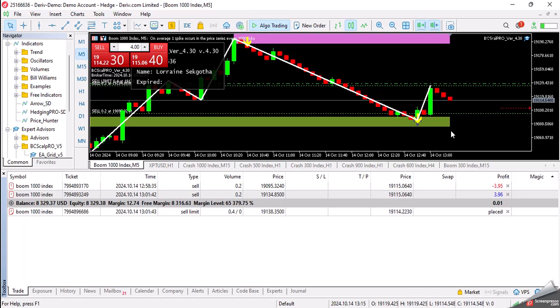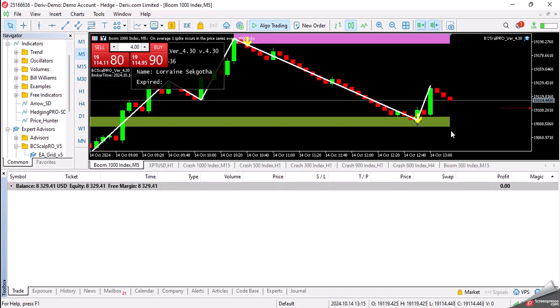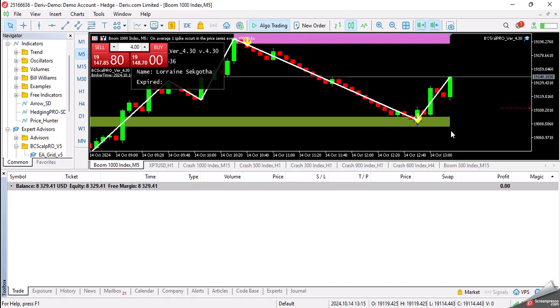Now, did you see? We have zero, but immediately it's 1 cent. What the robot does, it must close everything because we call it break even. Now, what did you see? There's no more trade. Immediately there's no more trade, and we saw another spike.